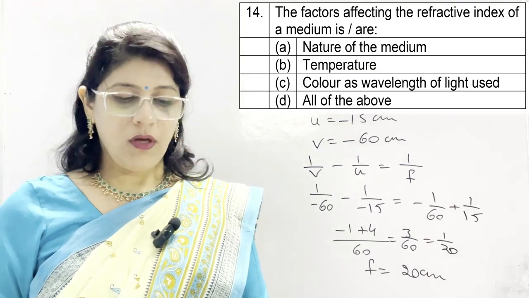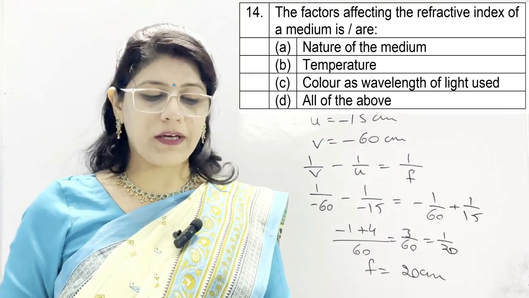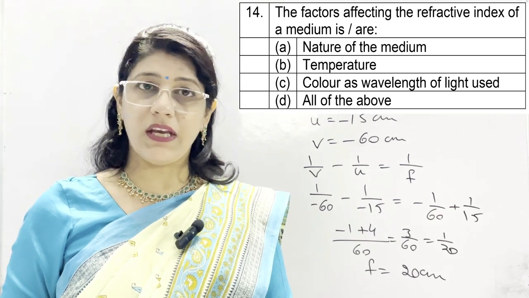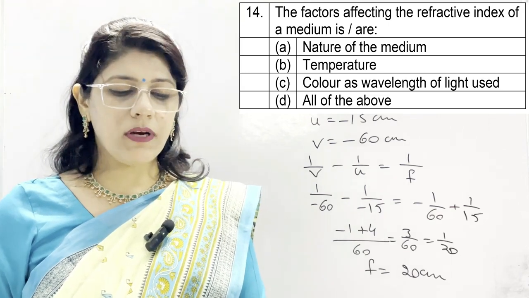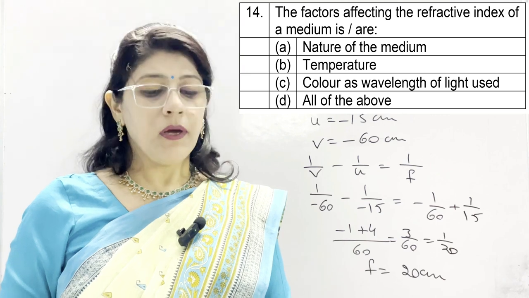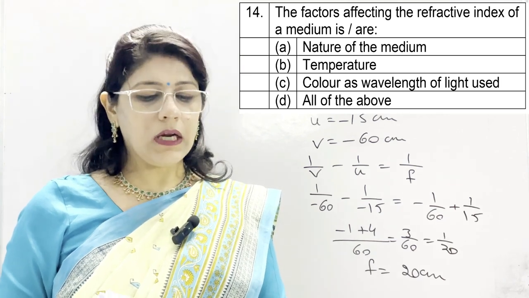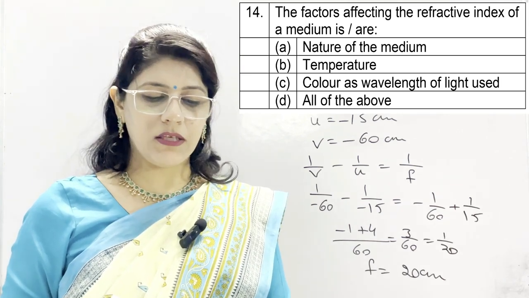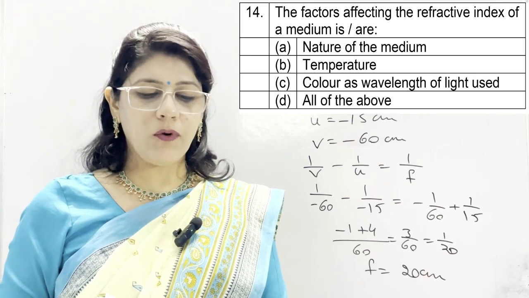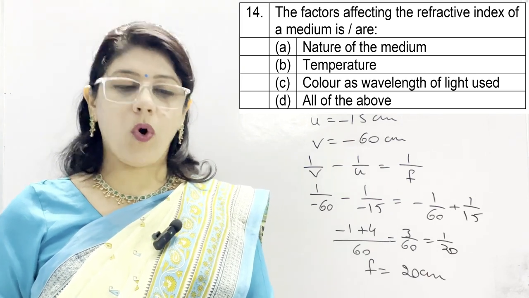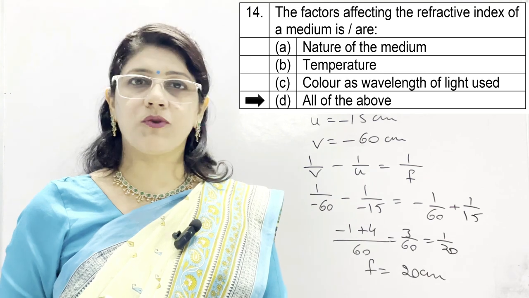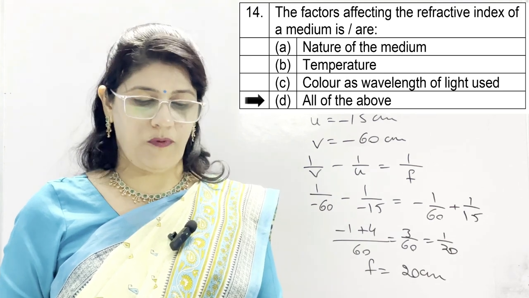Question number 14. The factors affecting the refractive index of a medium is or are. Options given are A, nature of the medium, B, temperature, C, color or wavelength of light used, and D, all of the above. And we know the refractive index depends on all these factors. So the correct option is D, which is all of the above.